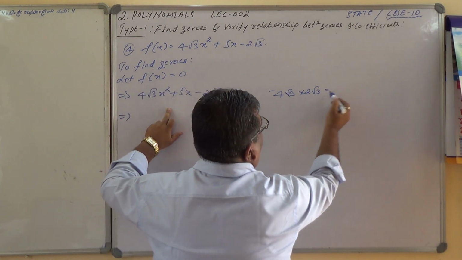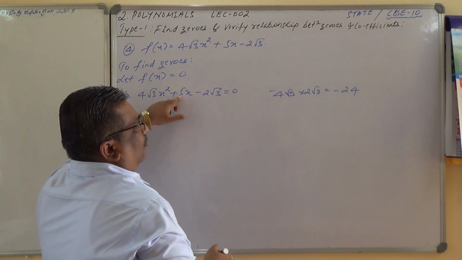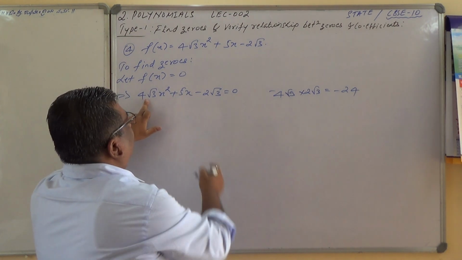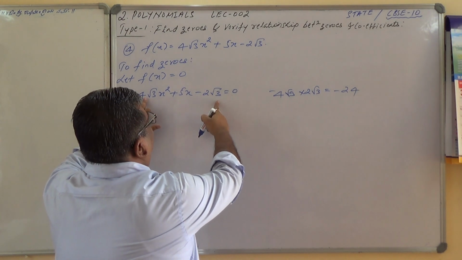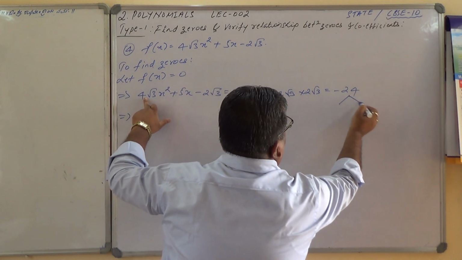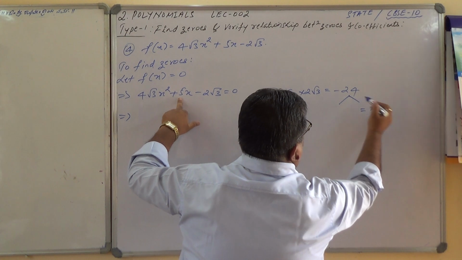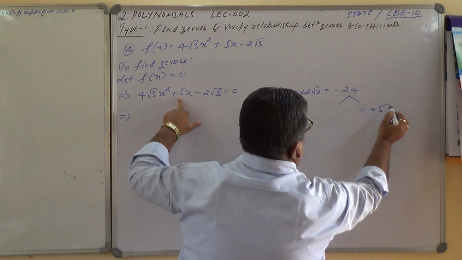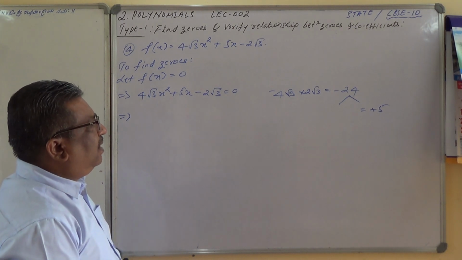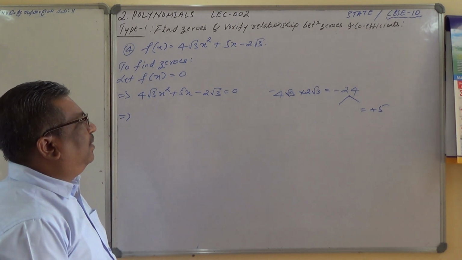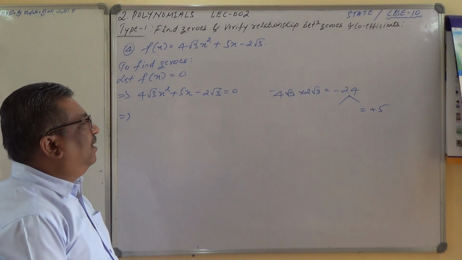How much will this be? 4 into 2 is 8, 3 is a minus 24. And here I require 5 here. So 4 root 3, 4 into 2, 8. Root 3 into root 3, 3. 4, 8, 3 is 24. Okay, 24. How do you get 5 here? I require 5 here. Minus 24 plus 5. So 4 3 is 12, not possible. 6 4 not possible. 12 4 not possible.